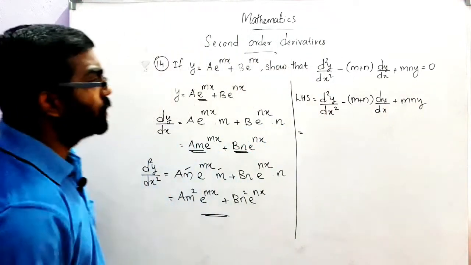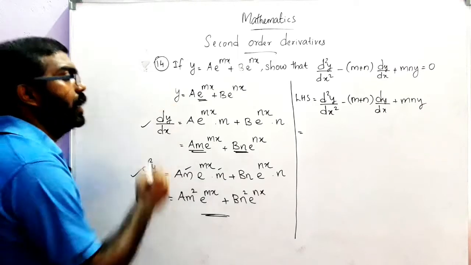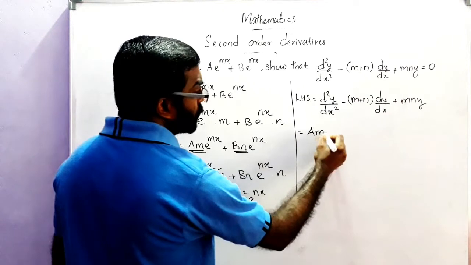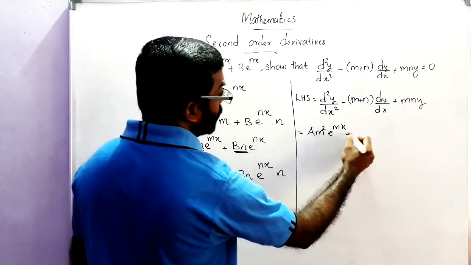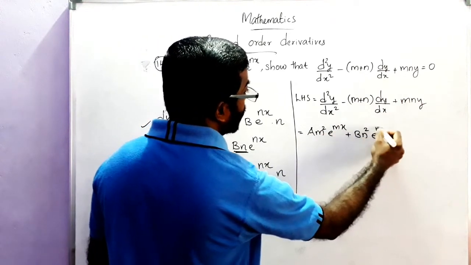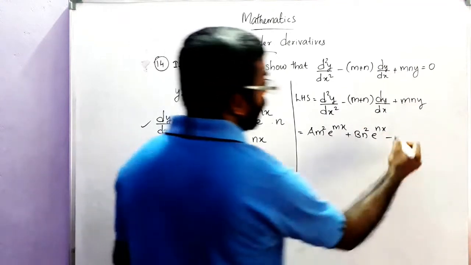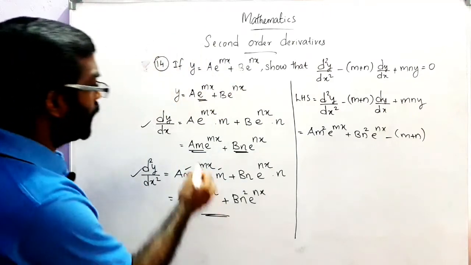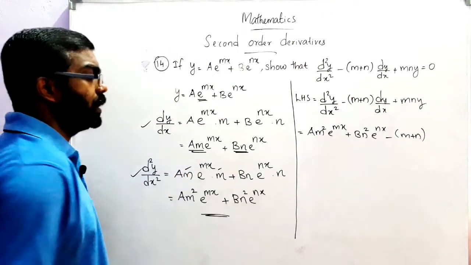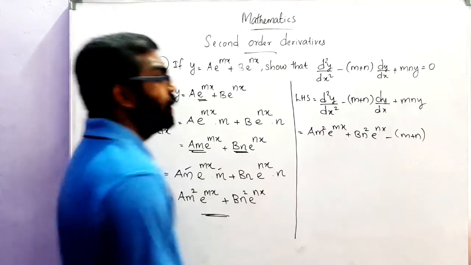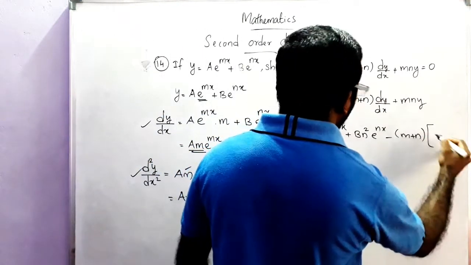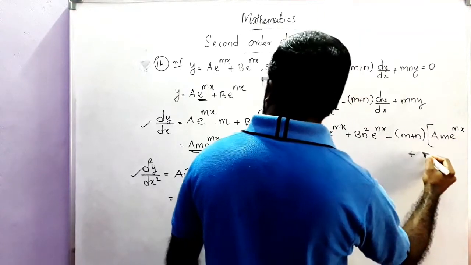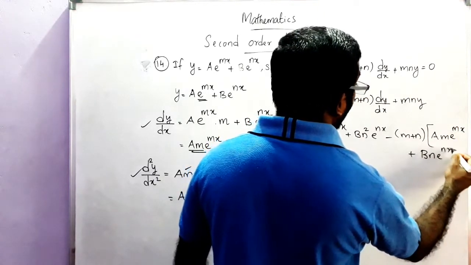We can replace the values of d²y/dx² and dy/dx. So here d²y/dx² is a m² e^(mx) + b n² e^(nx), then minus (m + n) into dy/dx. Here dy/dx is a m e^(mx) + b n e^(nx), that we can write here as a m e^(mx) + b n e^(nx).